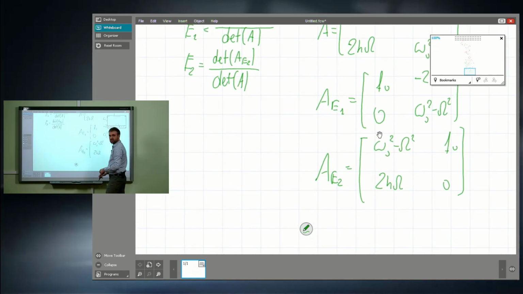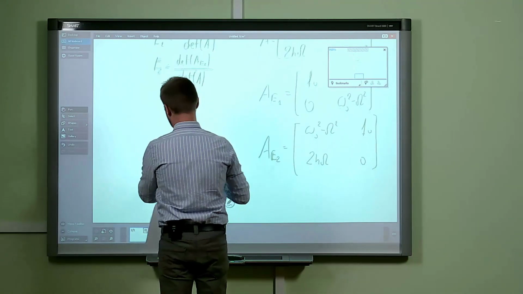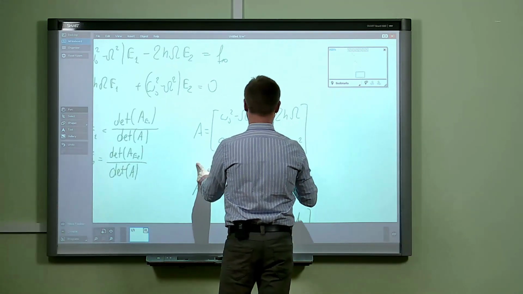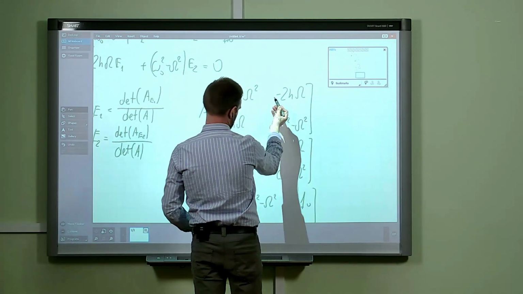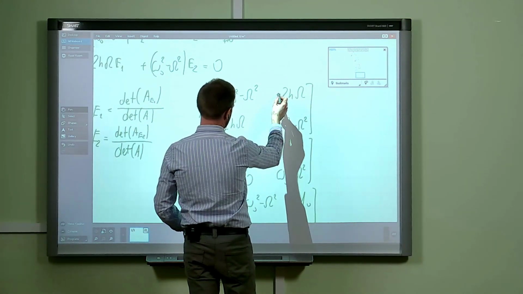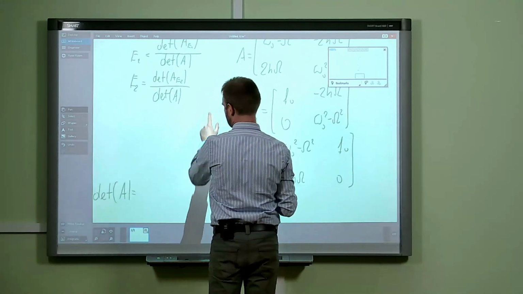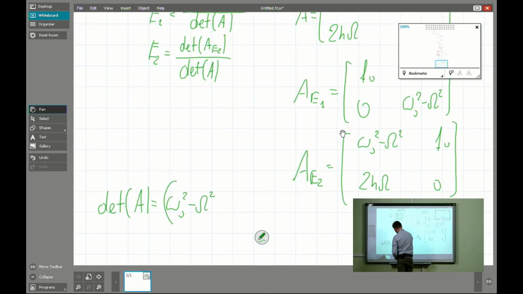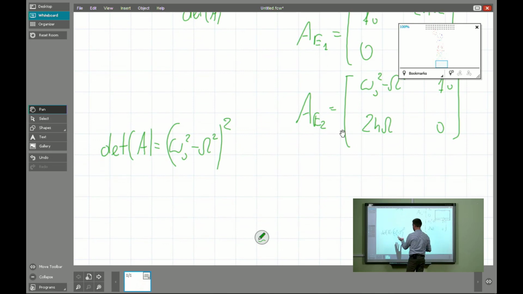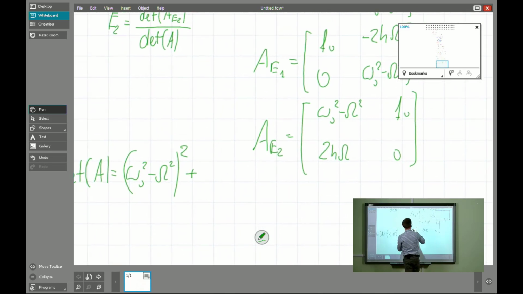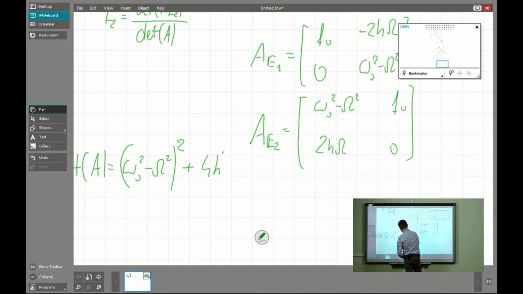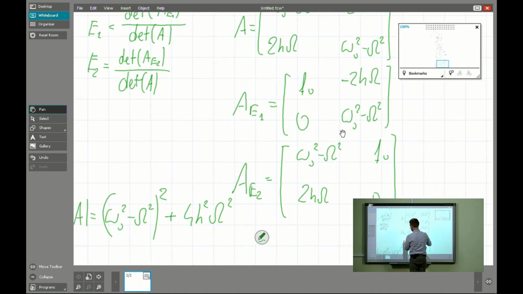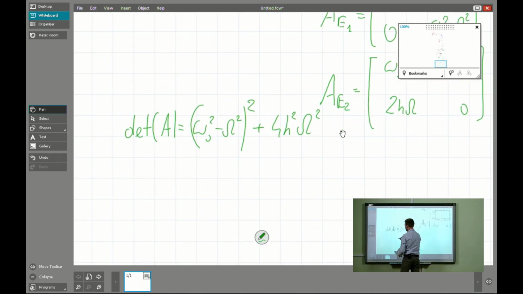Okay, let's start with the computations. We have to compute the determinant of the main matrix, determinant A, and it will be, as we see, that value squared minus that value squared, but here we have the minus again. I mean, the whole result will be a positive number. Okay, it means here we have (omega 0 square minus omega square) squared, plus, due to that product, 4h square omega square. Here we have the determinant of the main matrix.